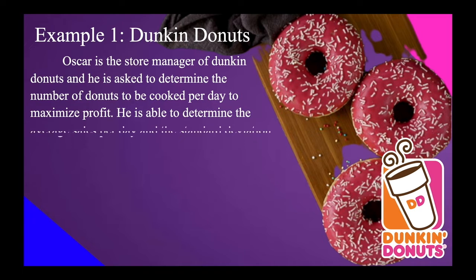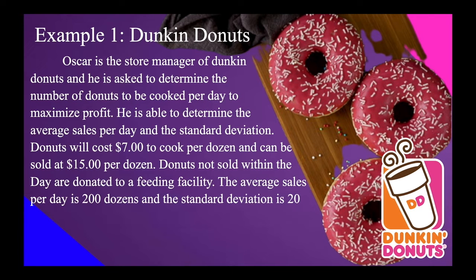Oscar is the store manager of Dunkin' Donuts, and he is asked to determine the number of donuts to be cooked per day to maximize their profit. Now, he is able to determine the average sales per day and the standard deviation. So, the donuts will cost $7 to cook per dozen and can be sold at $15 per dozen. Now, the donuts not sold within the day are donated to a feeding facility.